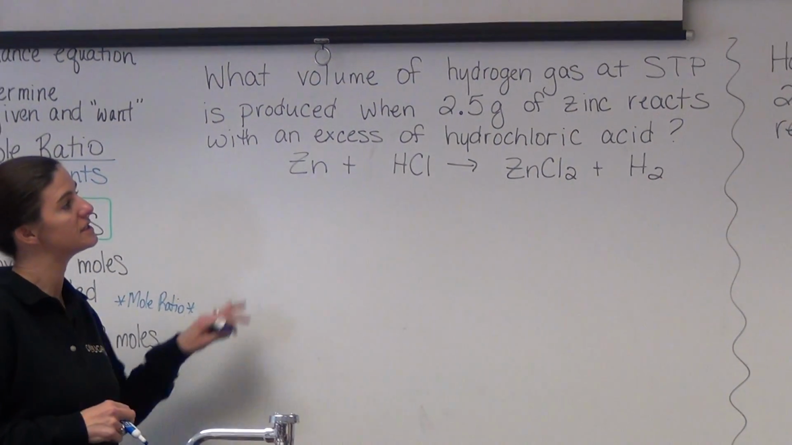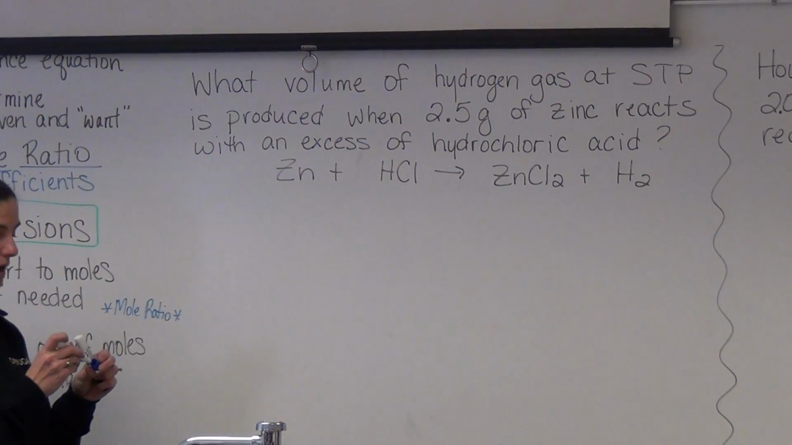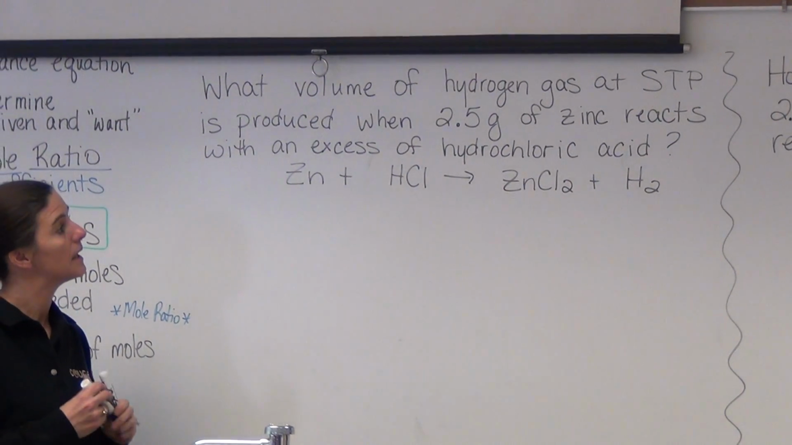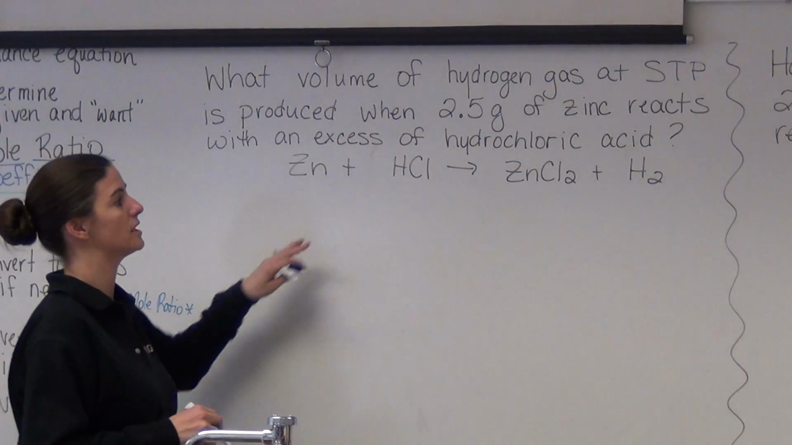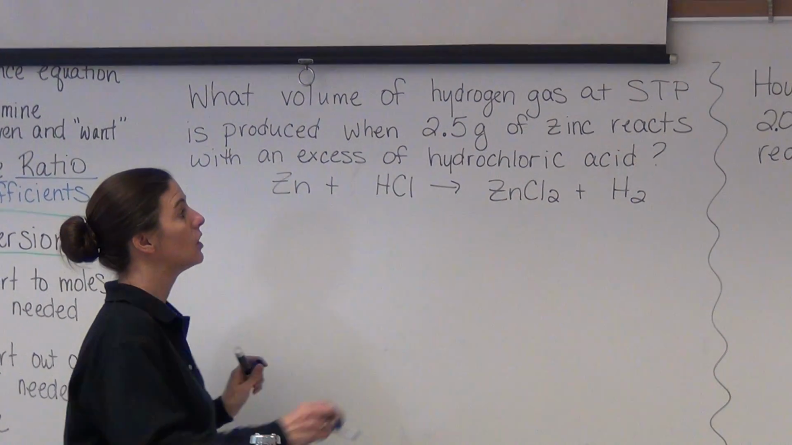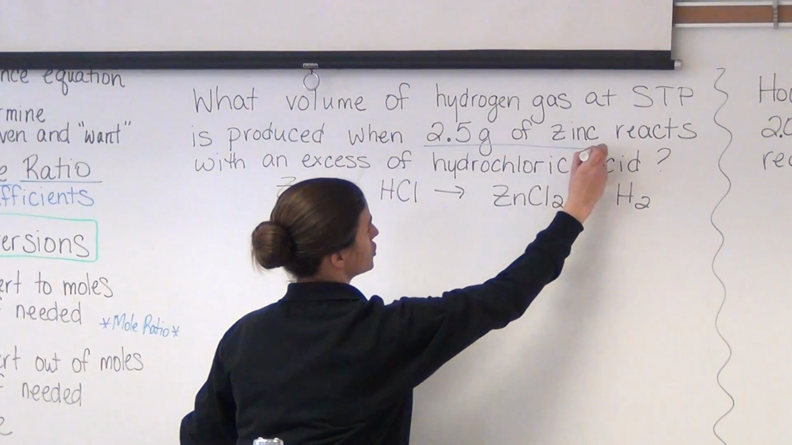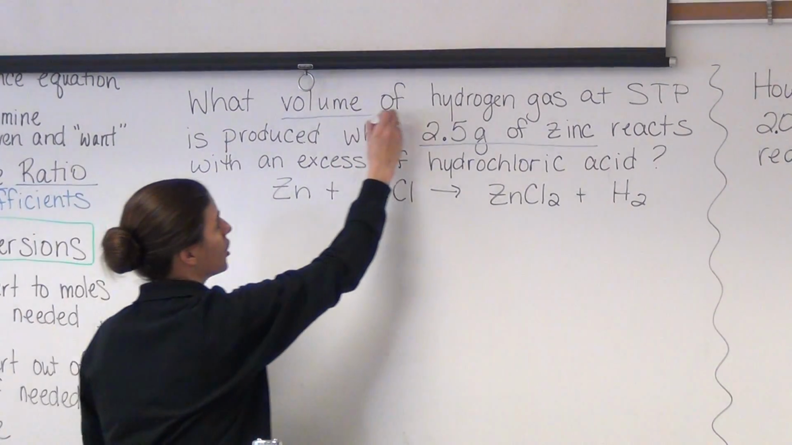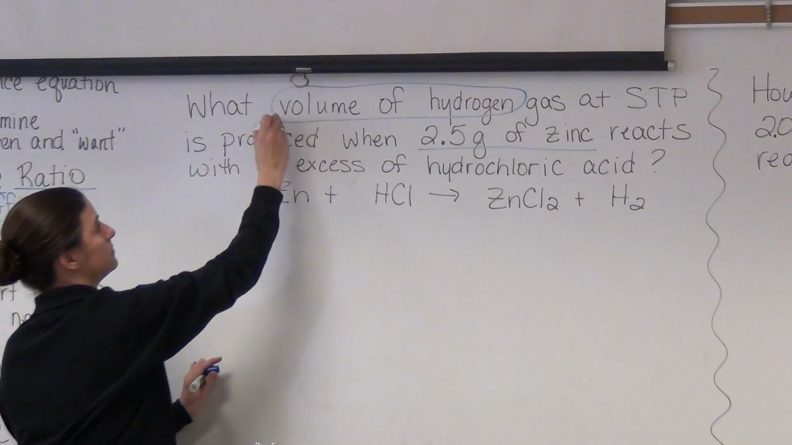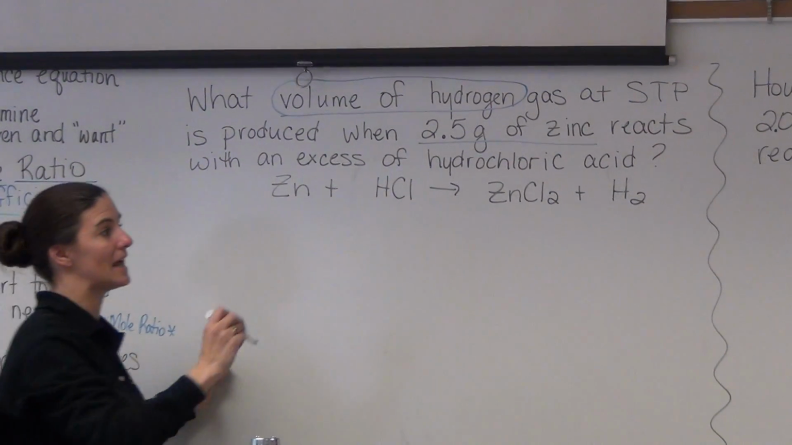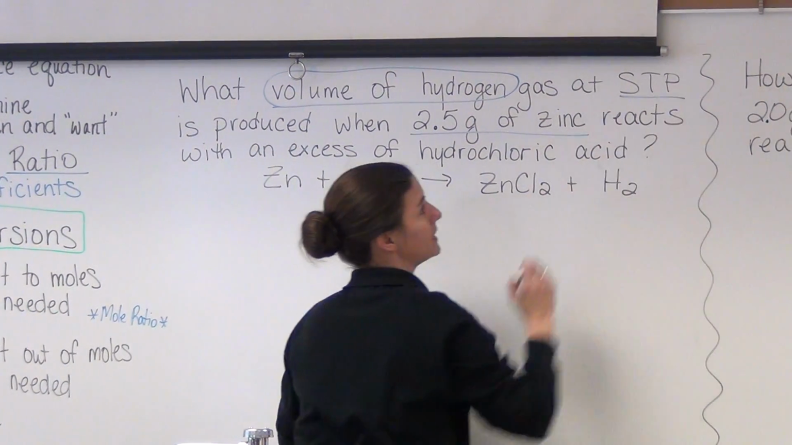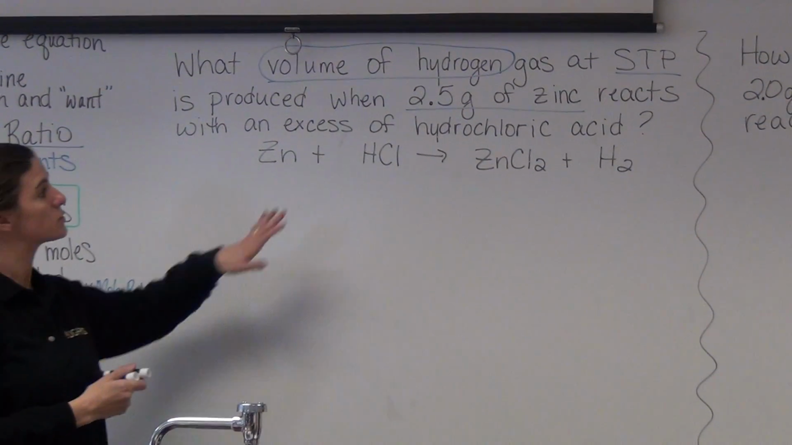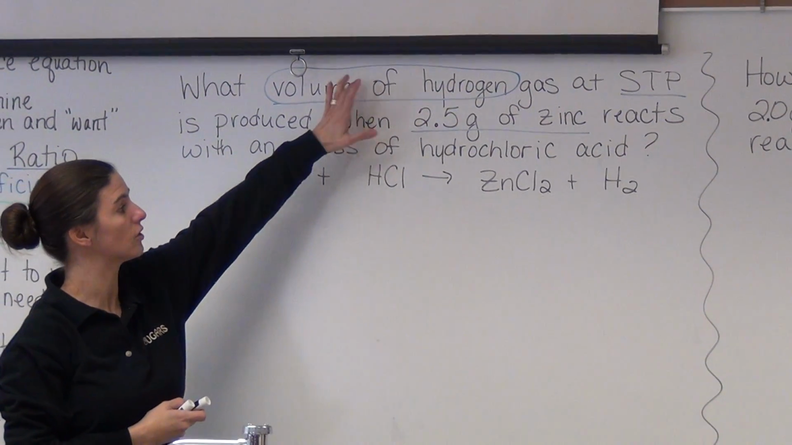Okay, in this video we're looking again at stoichiometry because we're going from one substance to another substance. But in this case, we're not just talking about grams. We're starting with grams, 2.5 grams of zinc, but now we're looking for volume of H2. It is at STP. Remember, STP is standard temperature and pressure. In this case, we've got grams and volume.